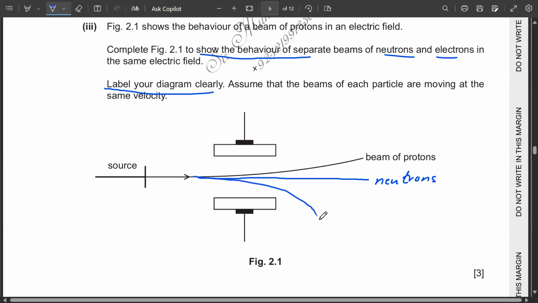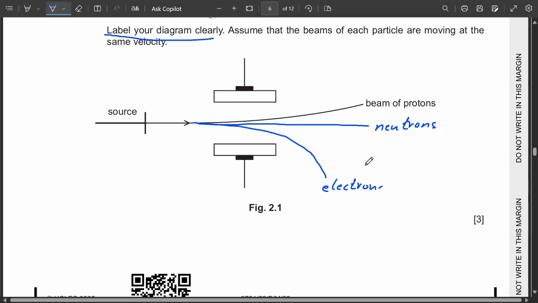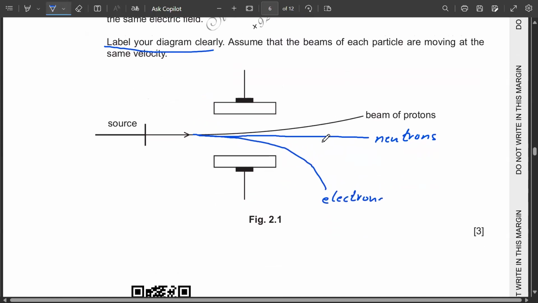This is how we represent the electrons. Electrons are deflected more than protons because they are lighter than both neutron and proton, and they have the opposite charge of protons.